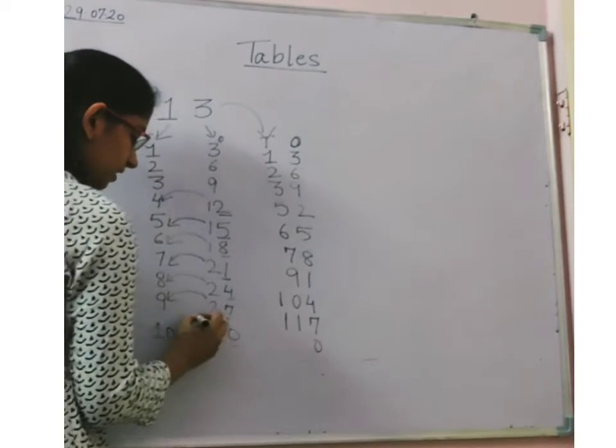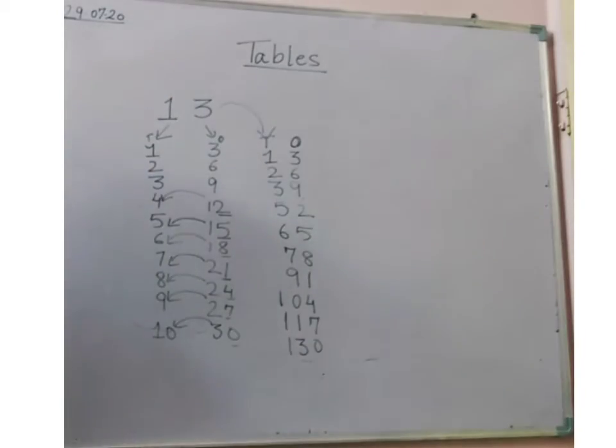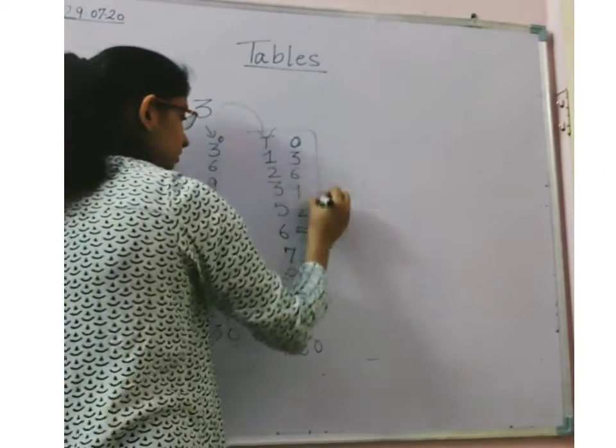0 will be written here. Add 3 to 10. 13. What is a 13 tens? 13 tens are 130. So here I have got the table of 13.